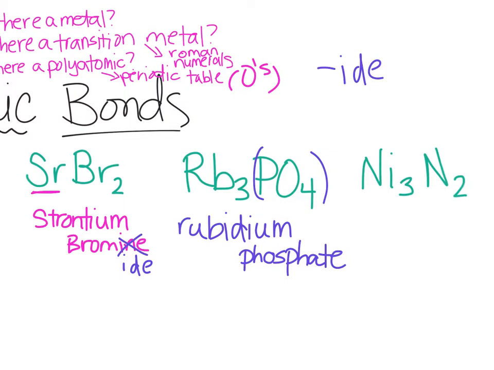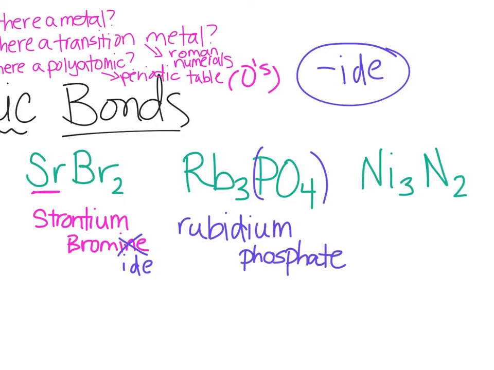Now we have Ni3N2. So, is there a metal in this? Is there something on the left-hand side of the metalloid sign? Yes. Okay, so it is definitely ionic. So we know we're possibly going to end in either a polyatomic ion or in ide. That's the big thing right here. Okay? All right, and then is there a transition metal?